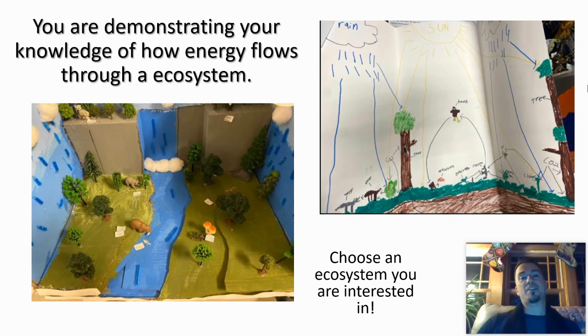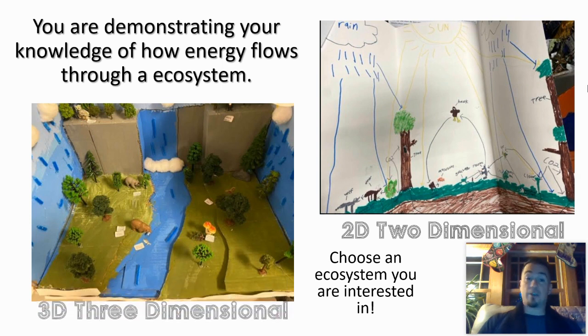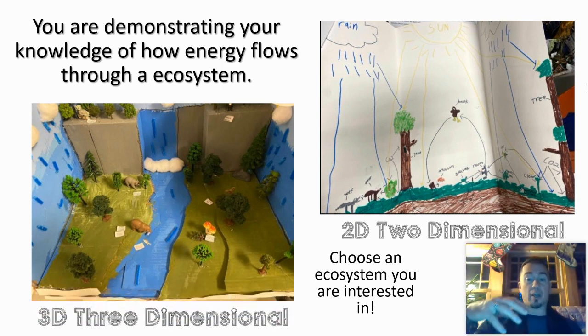Think about an ecosystem that you're interested in making. What kind of animals, what kind of environment is in this ecosystem? Once you've got one that you want to go with, there are two different approaches. You're either coming at this from a two-dimensional standpoint, flat, or three-dimensional, where you can see all the way around it.